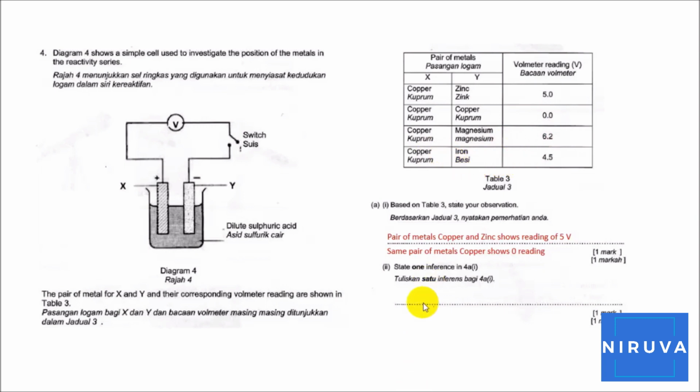Okay, and then state one inference in 4a. From 4a, we know that this experiment was done to investigate the position of the metals in the reactivity series. And here we know that the electrical energy is produced based on the voltmeter reading.